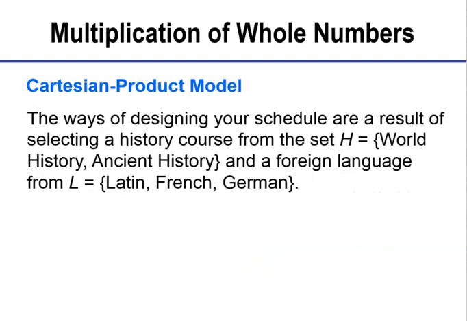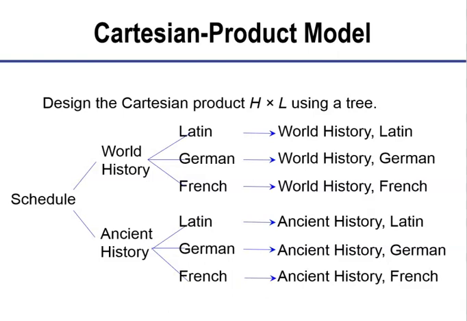Hold that thought. The ways of designing your schedule are a result of selecting a history course from world history or ancient history, and a foreign language course from Latin, French, or German. I think we had established that, right? And then here is what I drew. So for your schedule, you can go world history or ancient history. And off the world history choice, you have Latin, German, or French. And off of ancient history, you also have Latin, German, or French.